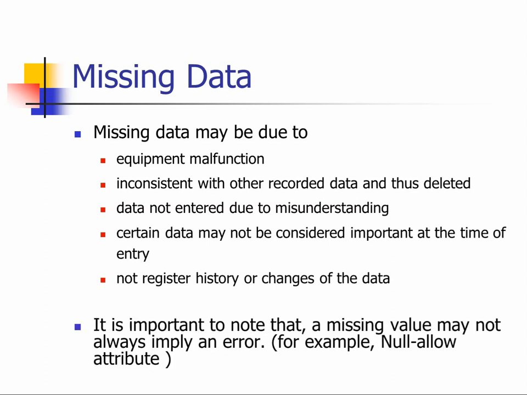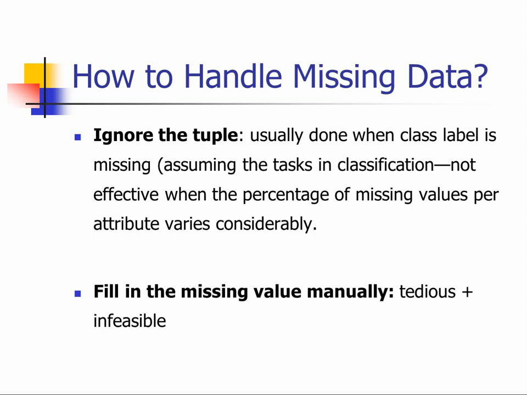It is important to note this: a missing value may not always imply an error. Sometimes it can just be unknown or not applicable. So there are a lot of different situations that can happen with missing data. And therefore, how do we handle this?